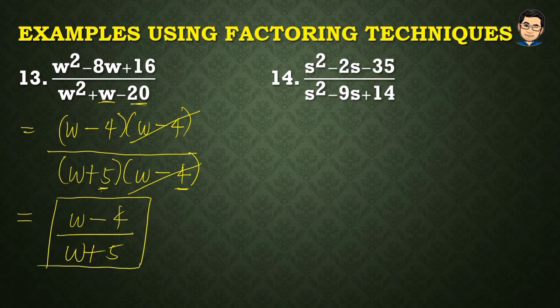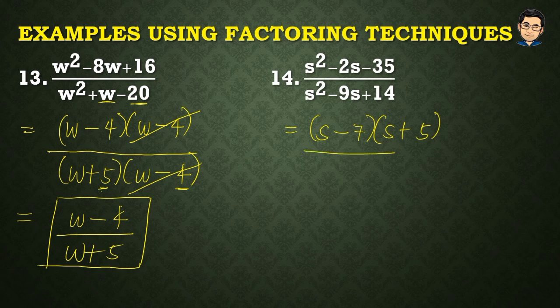Next, number 14. S squared minus 2s minus 35 all over s squared minus 9s plus 14. So, pareho po yung general quadratic trinomial. So, ano po yung mga factors ng negative 35 na magbibigay ng sum na negative 2? That is s minus 7 times s plus 5. Okay. As you can see, negative po yung sign ng middle term, kaya po yung mataas sa dalawang factors ng 35, negative, which is 7.